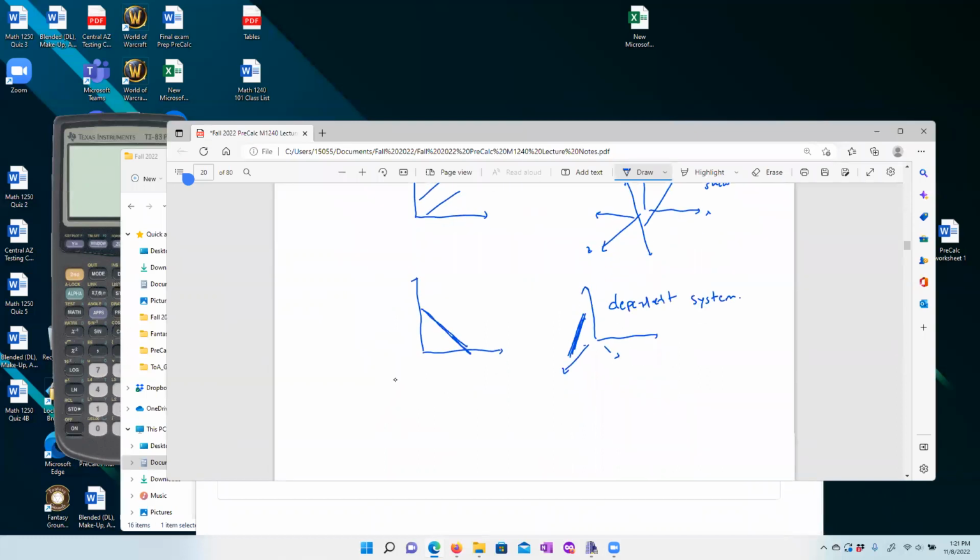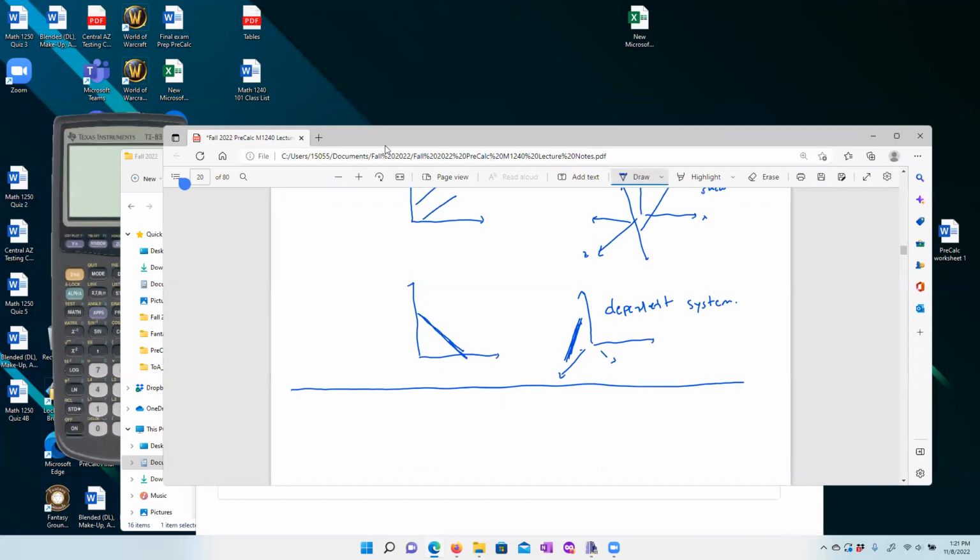So the strategy that we're going to use here, well, for this problem, we're just going to type them in.